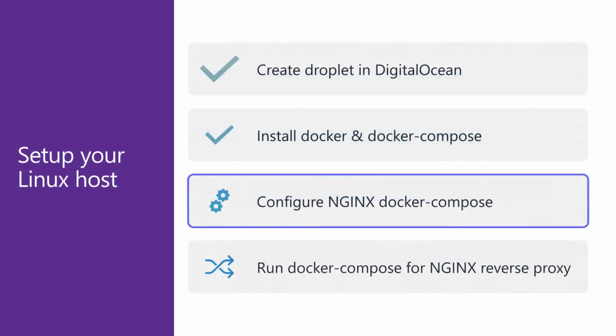Once Docker and Docker Compose are installed, we can create a Docker Compose YAML file on our droplet that will run Nginx as a reverse proxy and a Let's Encrypt companion that will take care of our TLS certificates for our applications.